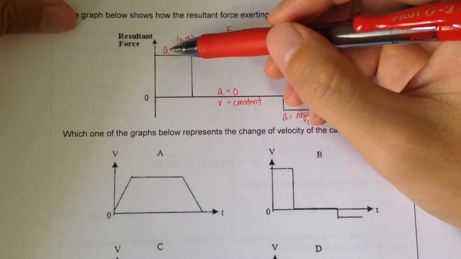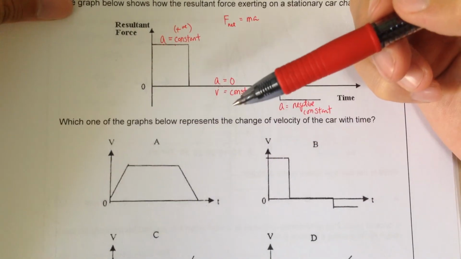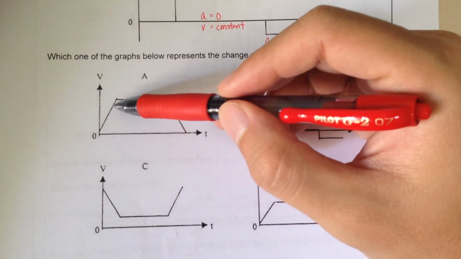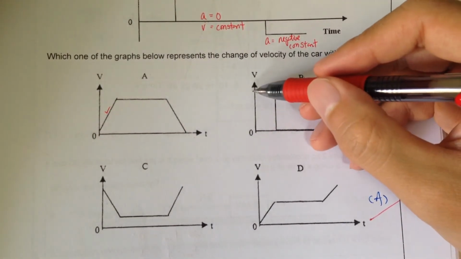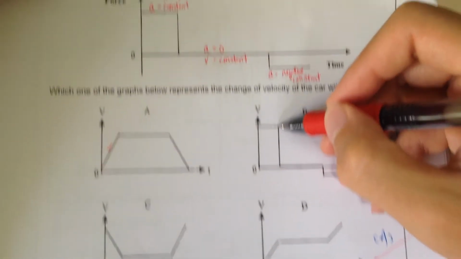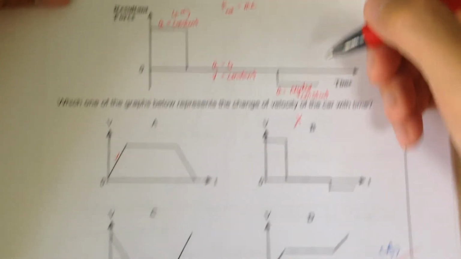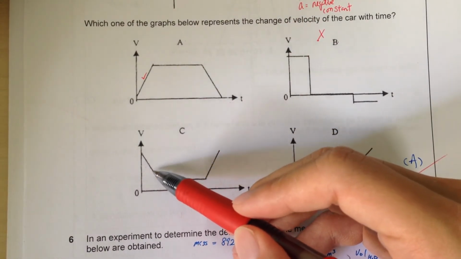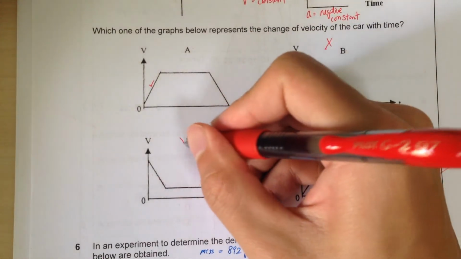So meaning that the first part of the graph here, in a VT graph, the gradient needs to be a positive constant. So you see in your option A, this is a positive constant. So we can consider this. B, you see that your velocity is constant, but your gradient is flat. Means that there is no acceleration, and it actually contradicts with this information, right? So you know that B is a no-no. If you look at C, yes, the gradient is constant, but it is negative. So again, it contradicts with this information. So you know that C is a no-no.